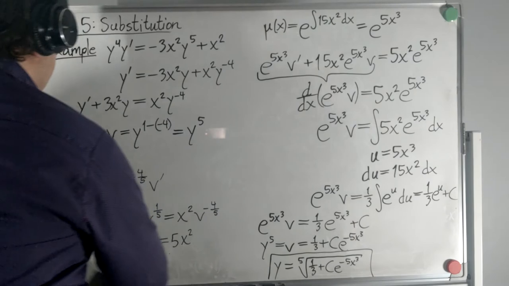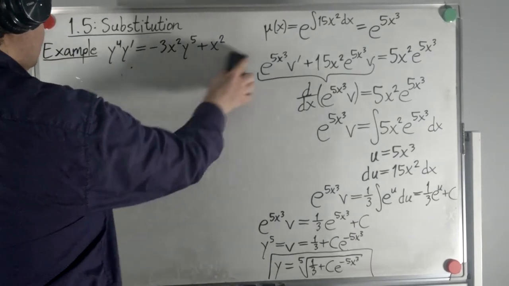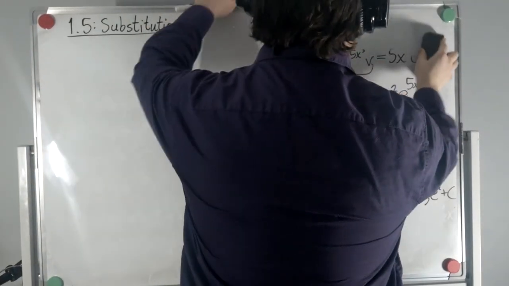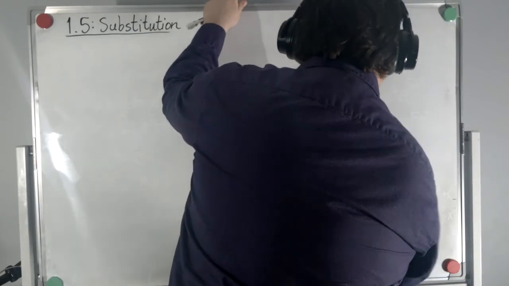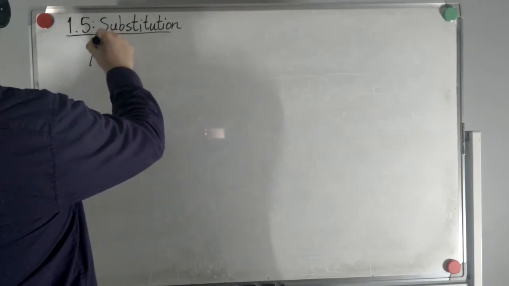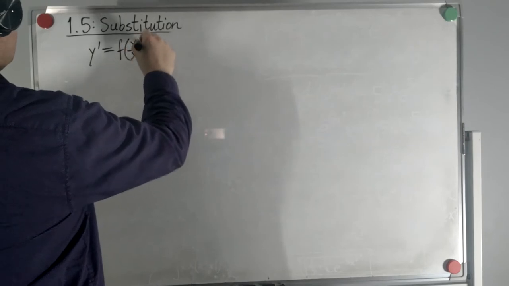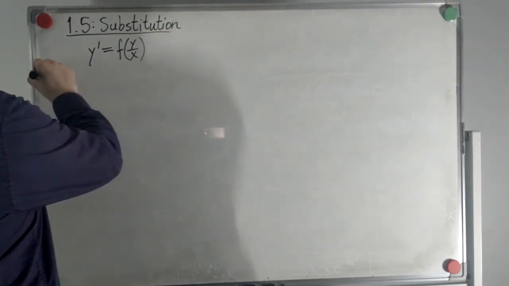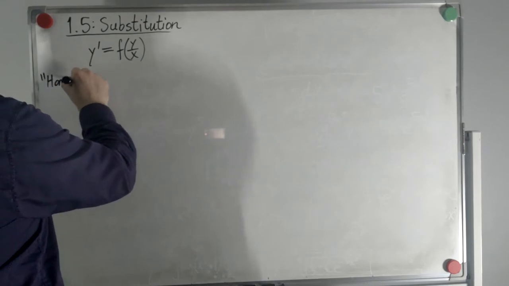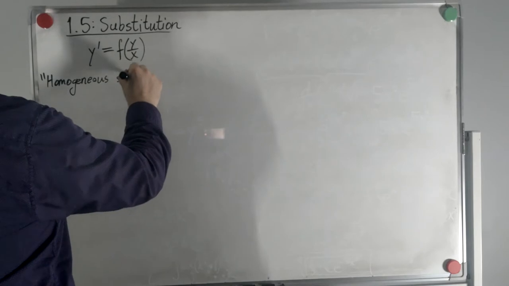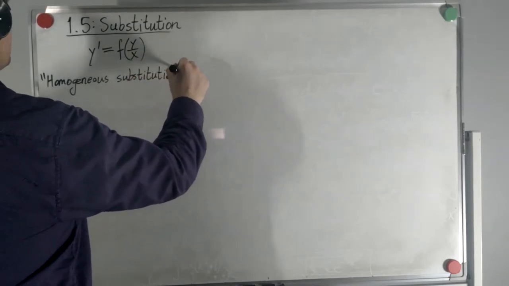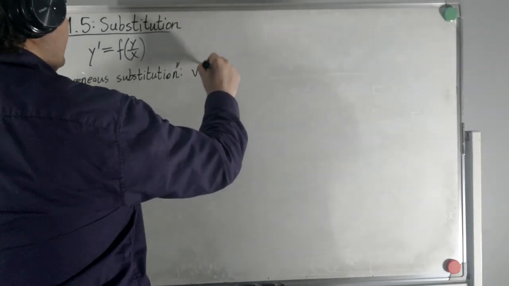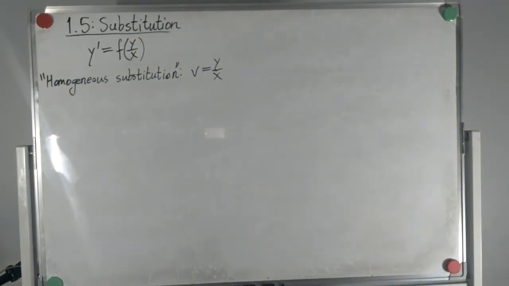Okay, and there's one other predictable type of substitution problem. If you have an ODE that can be written as y prime equals a function of y over x, any function of y over x, you can make what's called the homogeneous substitution: v equals y over x. And this will almost always get you to be able to solve this type of ODE.